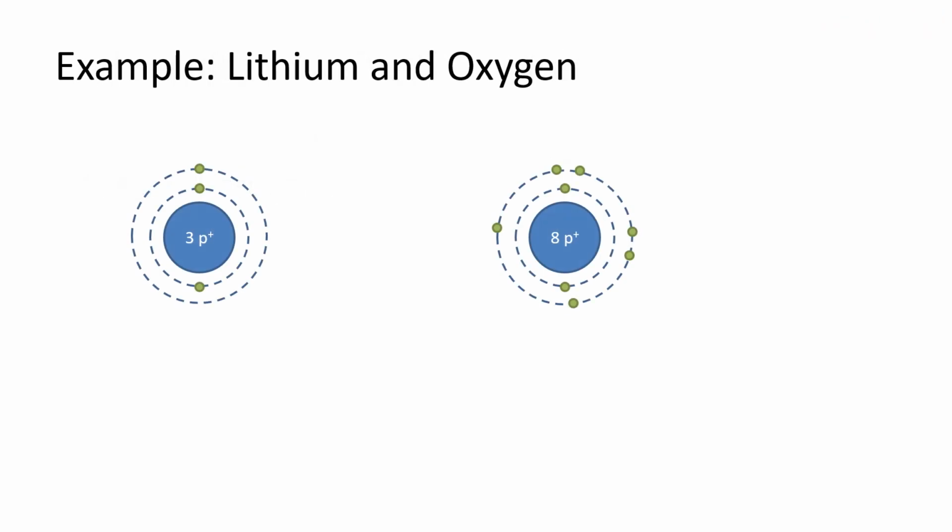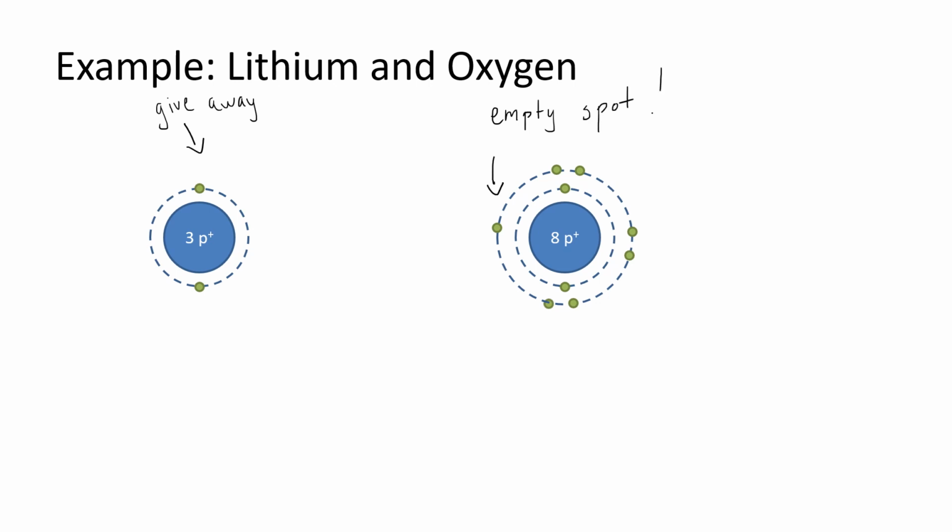So if we have another example right here with lithium and oxygen, we see that lithium has this 1 electron on its last shell that it wants to give away. Because if it gives it away, this shell disappears and it has a full valence shell of 2 electrons. So it goes to oxygen. But if we notice, oxygen still has an empty spot for another electron.